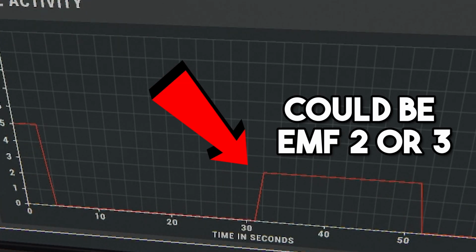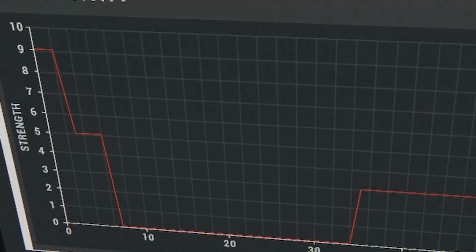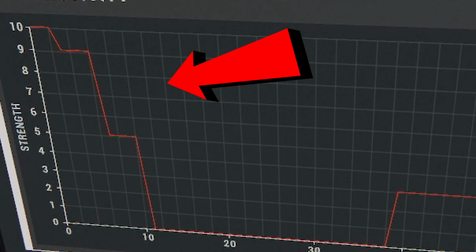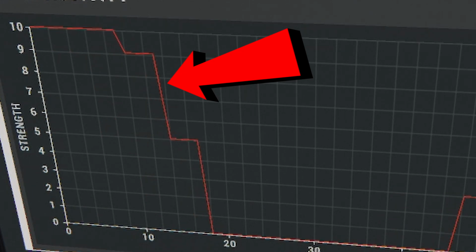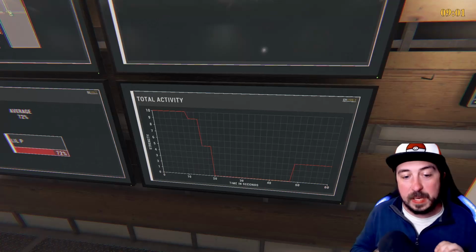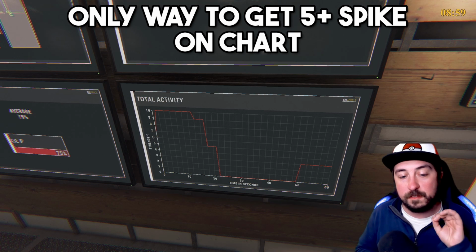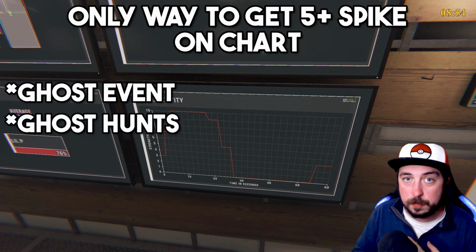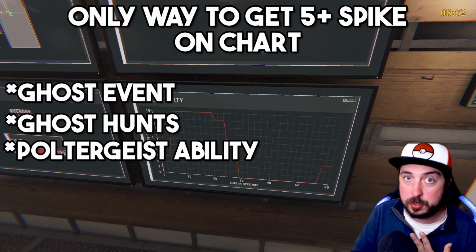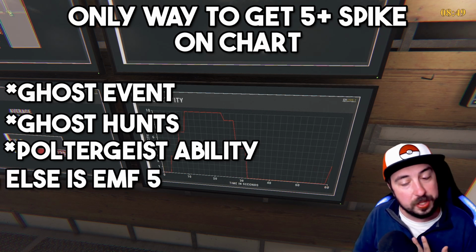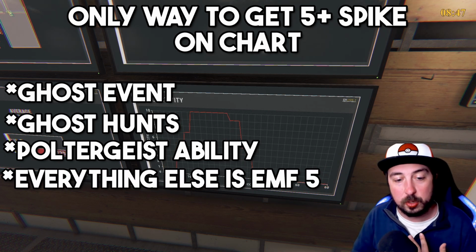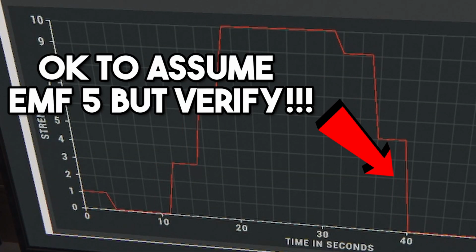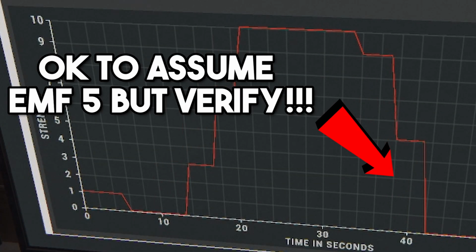Now, if you see a spike up to 5, just like you saw that one, and now another spike of 4 on there, we're not even in the house, we're not getting ghost evented. This is going to be an EMF 5. Because the only way that you can get to a 5 on the activity chart without a ghost event, without the ghost hunting, and without the poltergeist using its ability, is for the ghost to be EMF 5. So whenever you see a spike of 5, you can assume EMF 5. You just want to double check and verify.